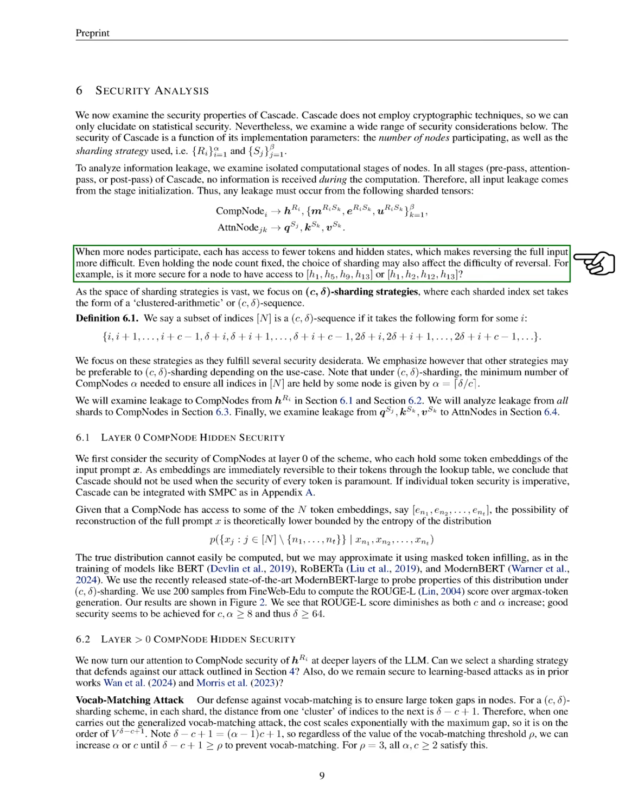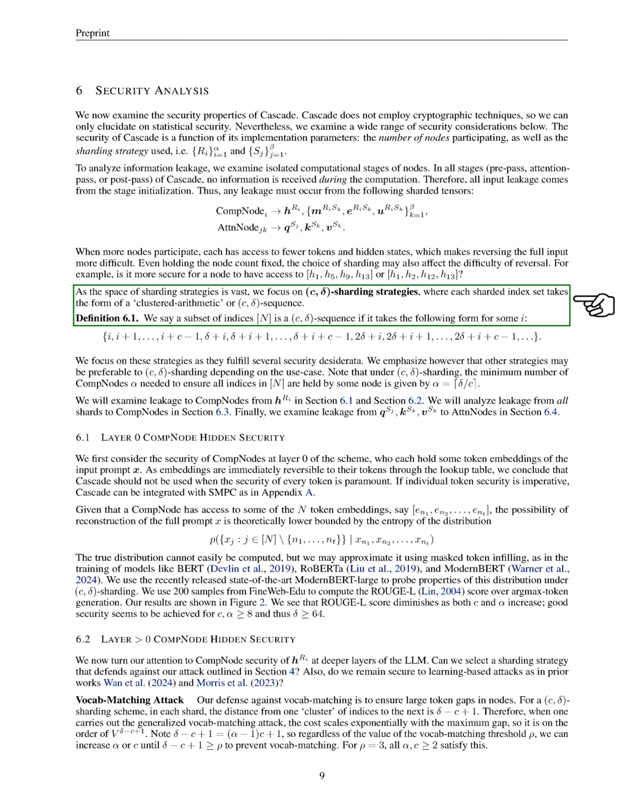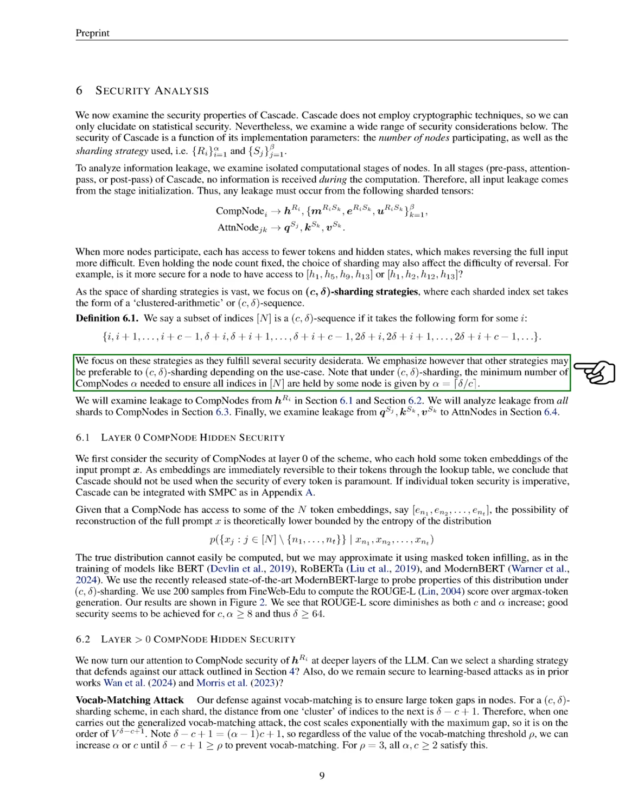As more nodes participate, each node accesses fewer tokens and hidden states, complicating the reversal of the full input. The choice of sharding also influences this difficulty. We specifically consider (C, delta) sharding strategies, which have certain security advantages. We define a (C, delta) sequence and focus on these strategies because they meet several security requirements. However, we acknowledge that other sharding methods might be more suitable depending on the context.